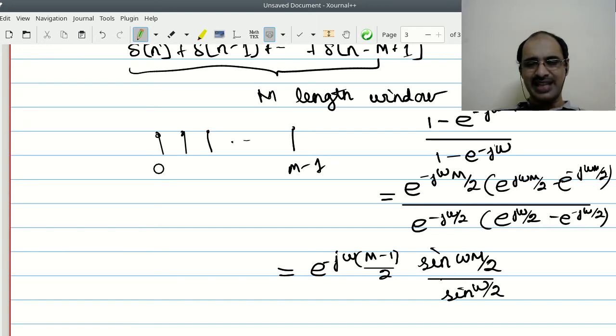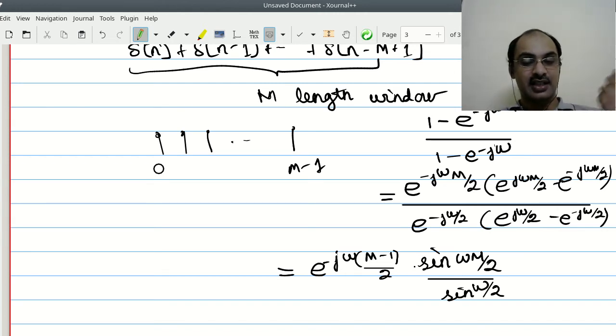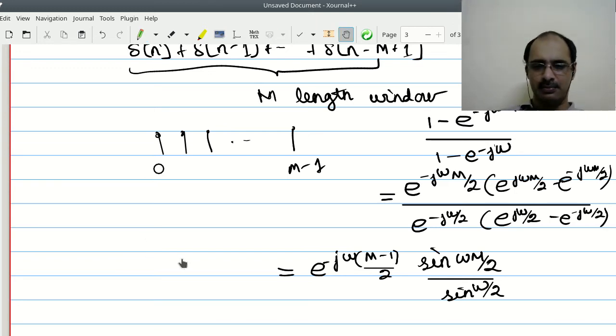Notice that this looks like a sinc. It's not a sinc, because sinc has sin x upon x or sin pi x upon pi x. This is not exactly a sinc, but it looks like a sinc. In fact, if you visualize this, and that is something which you will do as part of your homework, it will look like a sinc-like character. Now you know that a rectangle has a sinc. So even in discrete time, the rectangle has a sinc-like function.